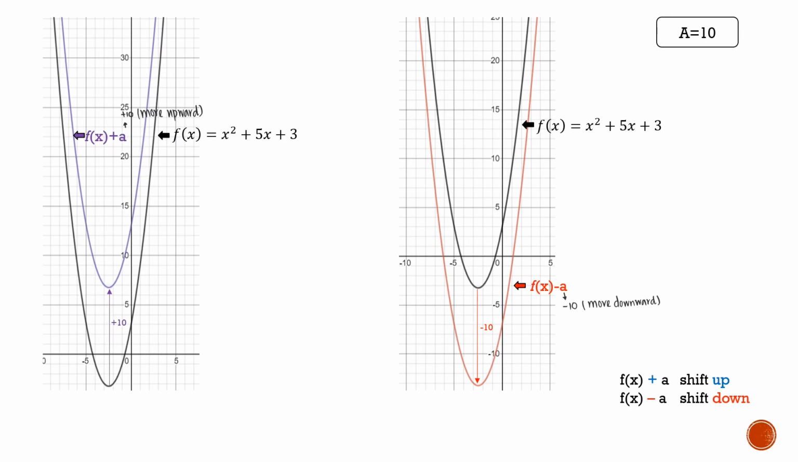If the question asks you to find a translation of f(x) plus a, it is just to move upward. If the question asks you to find a translation of f(x) minus a, it is just to move downward.